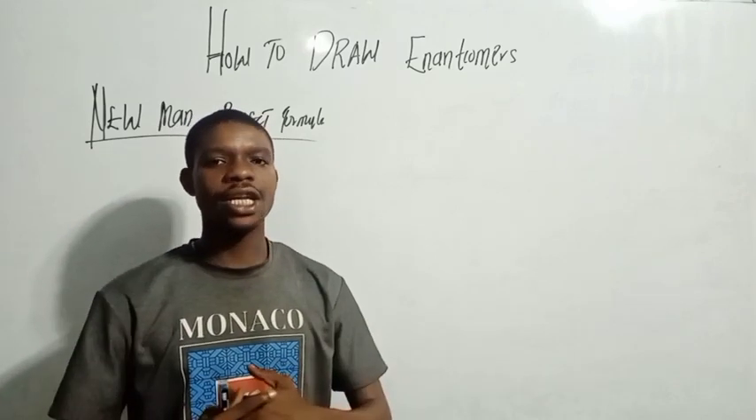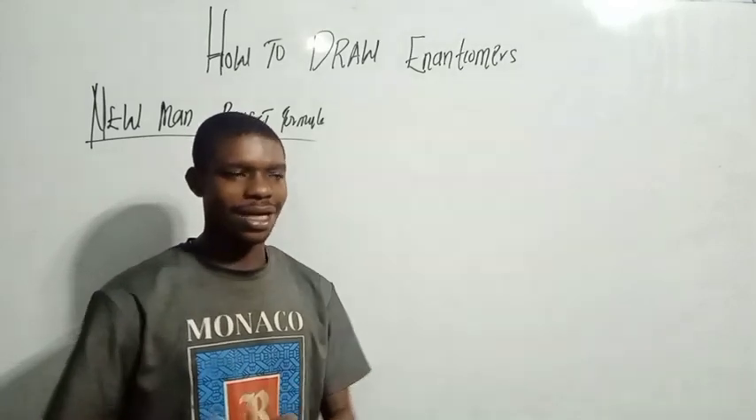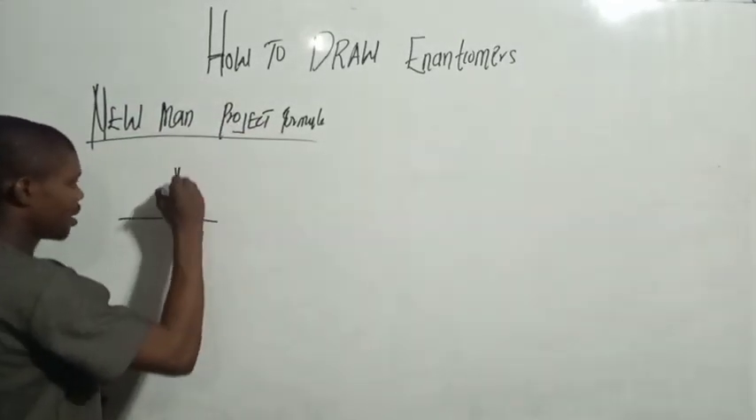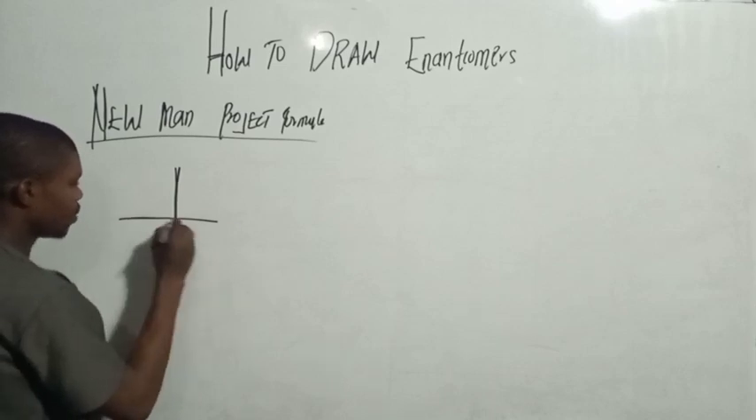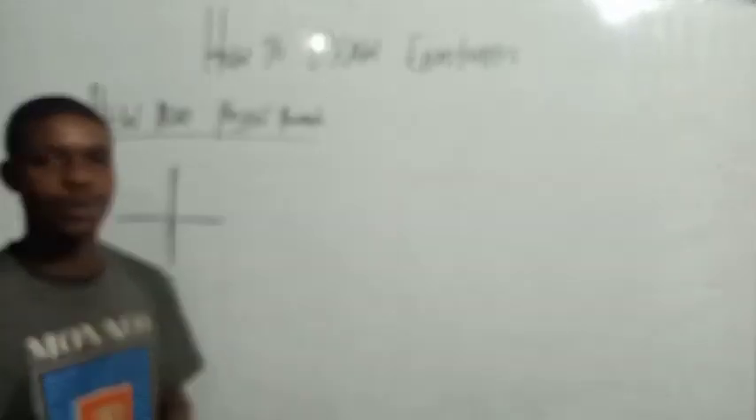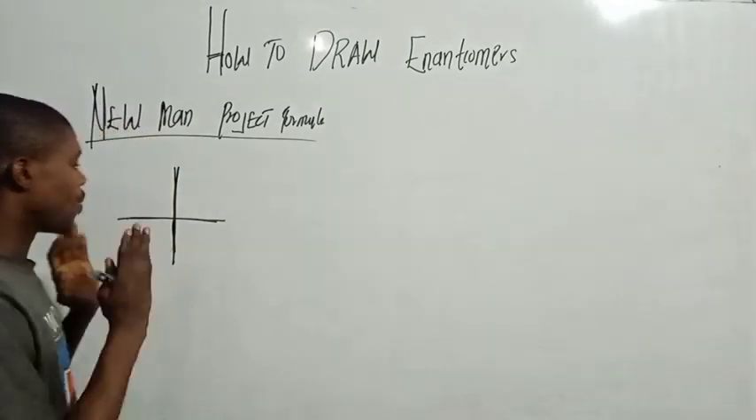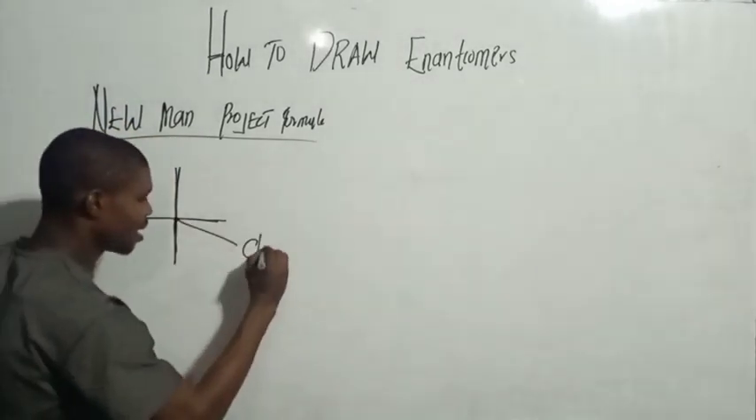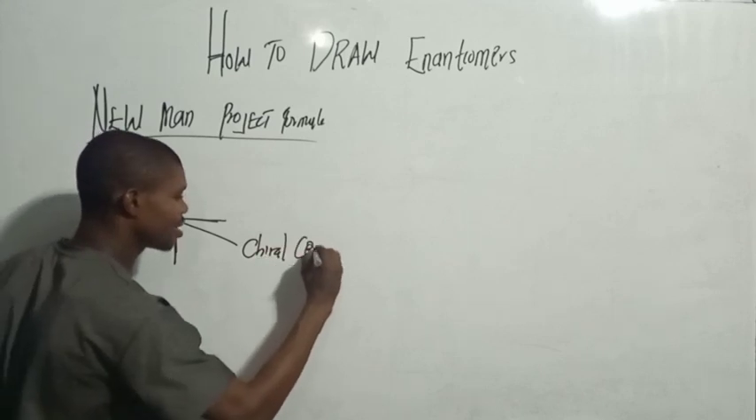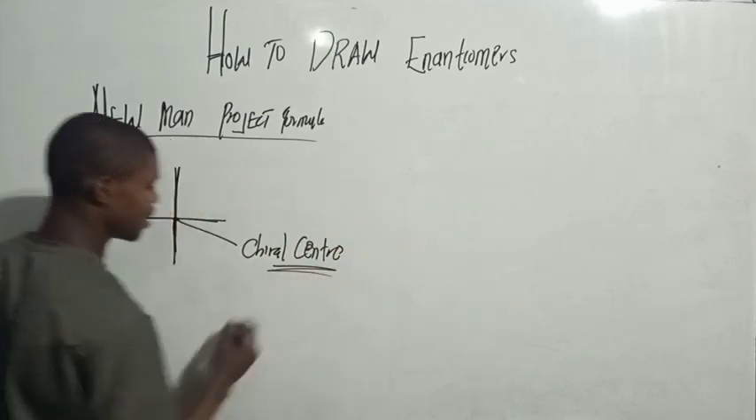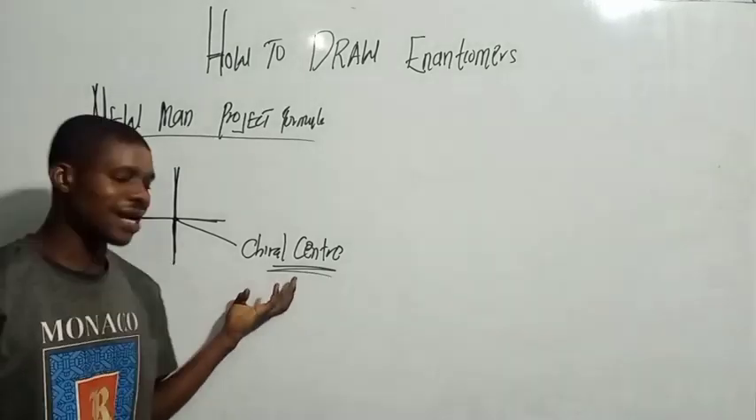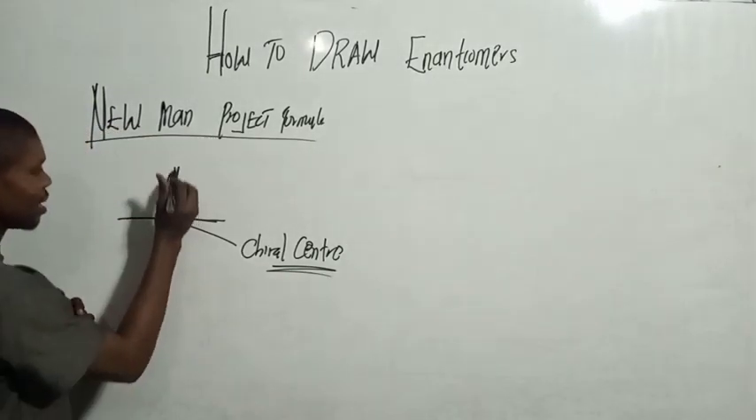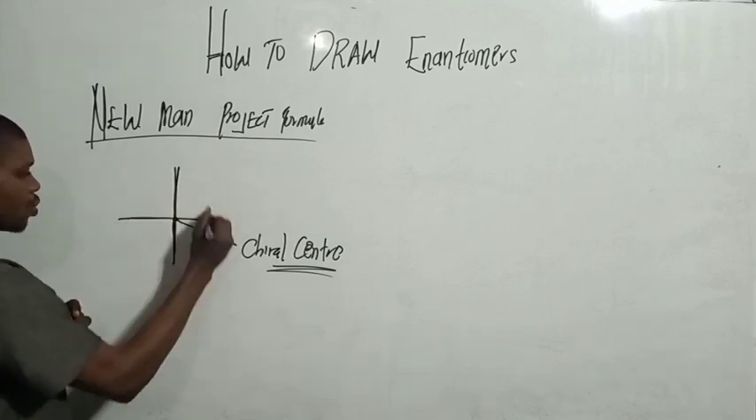It only uses vertical and horizontal lines. Most of the time, you use the Newman projection formula. Here, the point of intersection is the chiral center, also called the chiral carbon or stereocenter. Do you understand? This one has four groups: 1, 2, 3, 4.